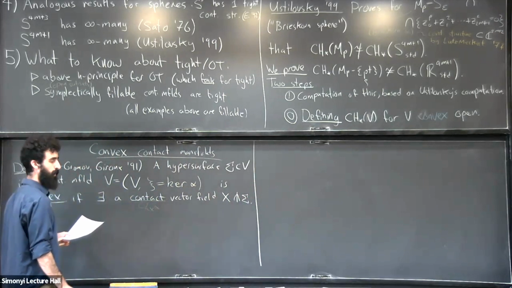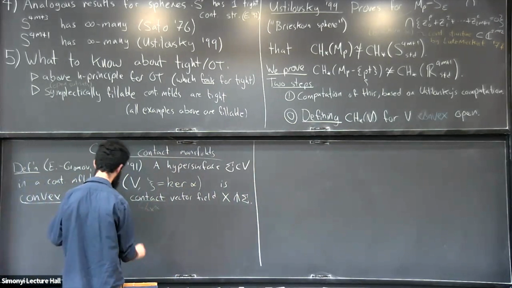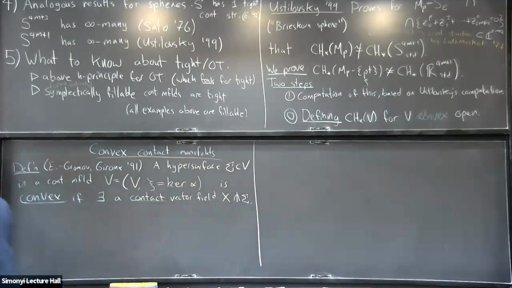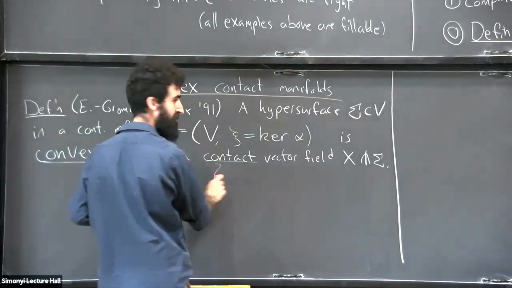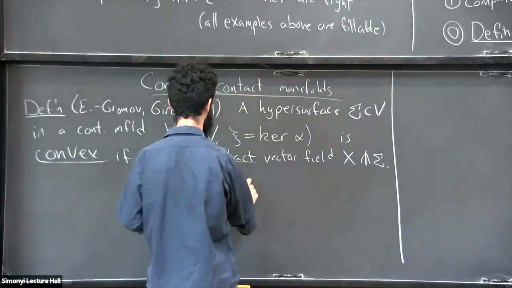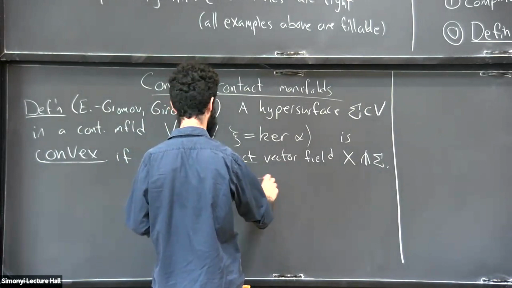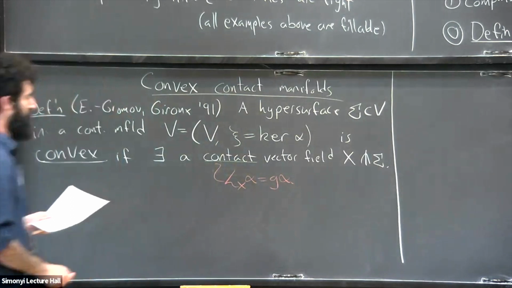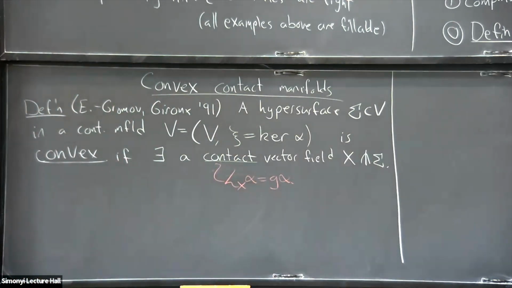It was a little hard to see, just FYI. This color? Right, my eyes are. That's good, yeah. So just this condition. This is to be compared with a contact type hypersurface in a symplectic manifold.